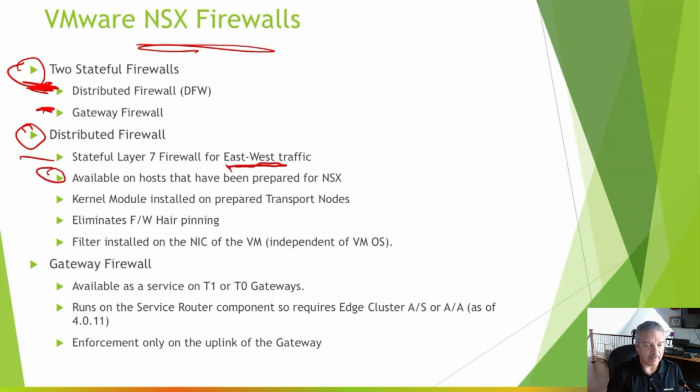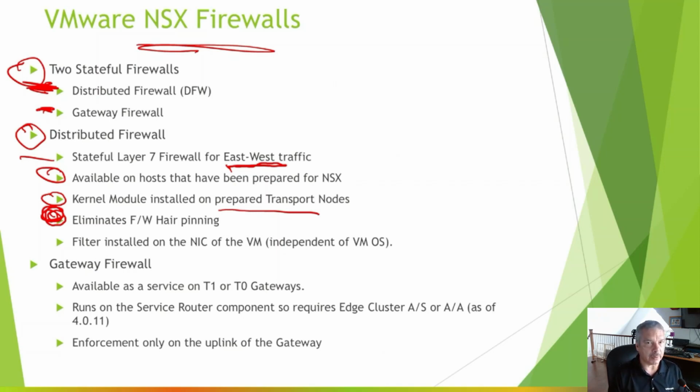The distributed firewall is available on all the hosts that you prepare for NSX. So when you go back to preparing your transport nodes, the modules for the distributed firewall are installed. It is a kernel module installed on all prepared hosts, which I just mentioned. It eliminates firewall hairpinning. What is firewall hairpinning?